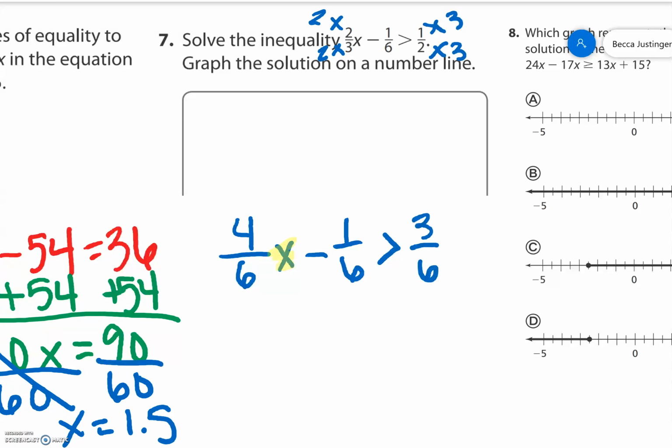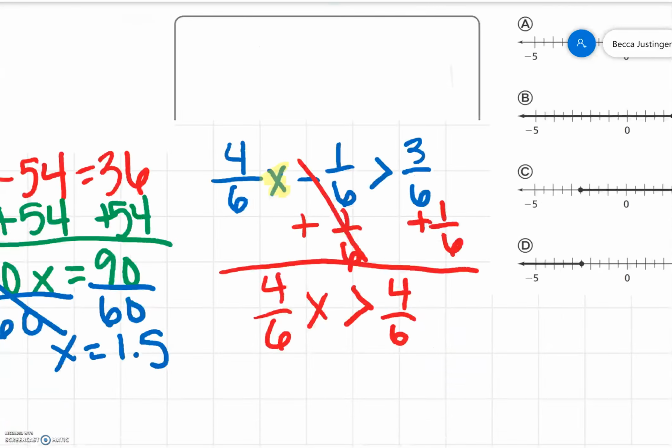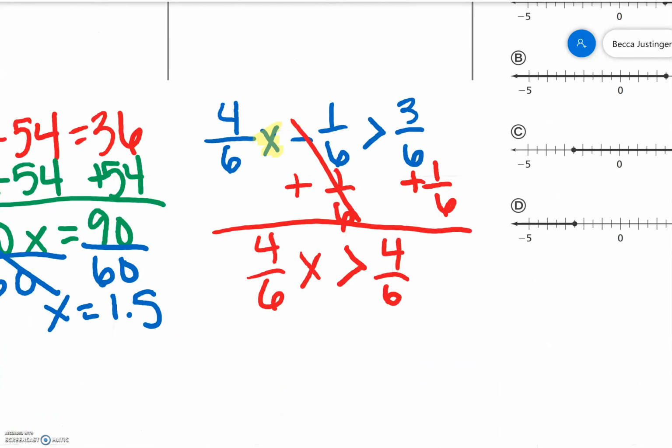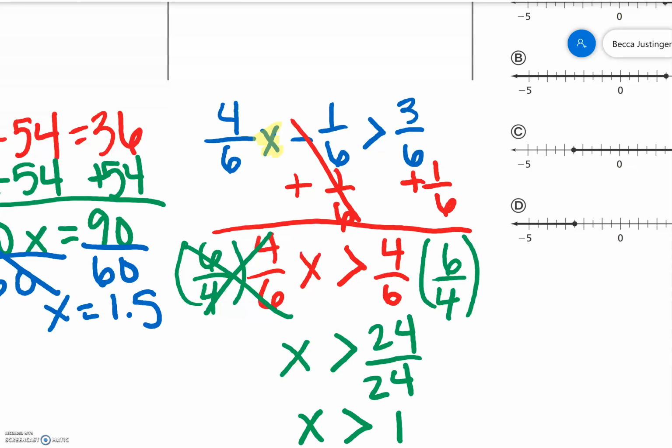So now I'm trying to get x by itself. So I need to get rid of the negative 1/6. So I'm going to add 1/6 to both sides. Cancels out on the left. I bring down my 4/6 x, bring down my greater than sign, and 3/6 plus 1/6 is 4/6. Now, I want to keep change flip because I can't divide by 4/6. So instead we multiply by the reciprocal, 6 over 4. This cross cancels and x is greater than, well, you could notice that this would cross cancel to 1, or you could multiply straight across. 4 times 6 is 24, 6 times 4 is 24, so x is greater than 1.